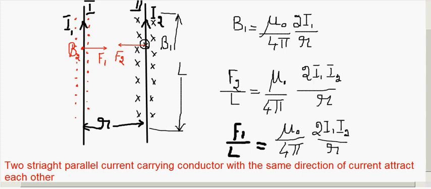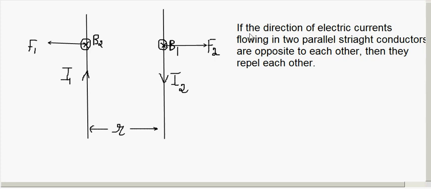So remember, two straight parallel current carrying conductors with the same direction of current attract each other. And if the direction of electric currents flowing in two parallel straight conductors are opposite to each other, then they repel each other. Remember this: same direction attract, opposite direction repel each other.